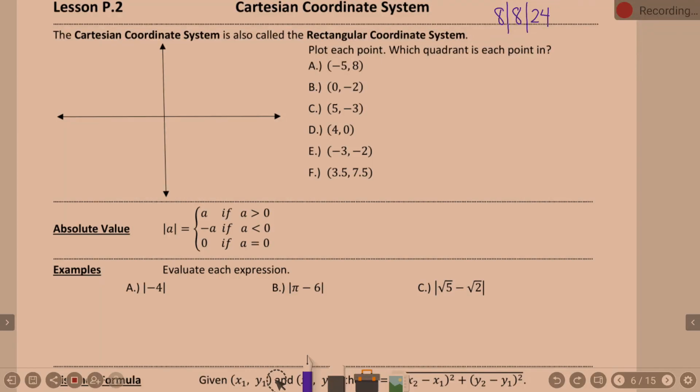Cartesian coordinate system. Do you remember that word Cartesian, or are you saying, what the heck is she talking about? Folks, the Cartesian coordinate system is what you've been doing since you were little. It's just your XY axis, your rectangular coordinate system, but the official name is the Cartesian coordinate system.